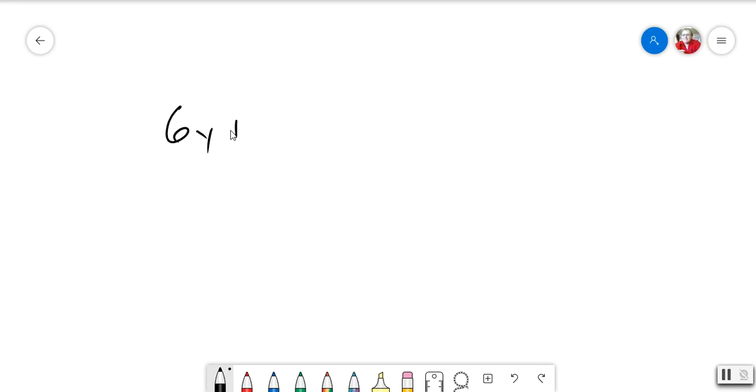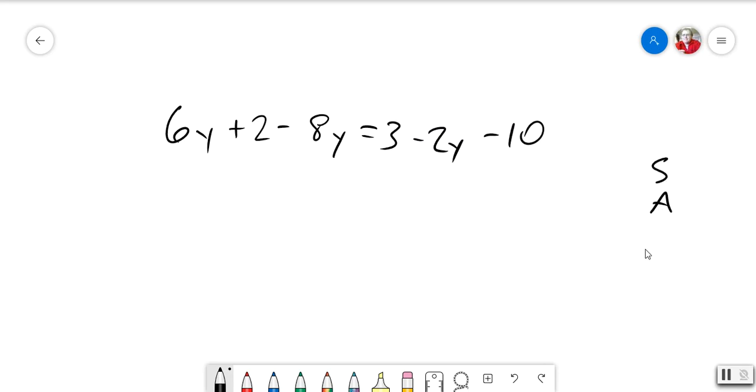6y plus 2 minus 8y equals 3 minus 2y minus 10. Okay. SAM again. Simplify, add, multiply. Got to simplify on both sides this time. 6y minus 8y. You can come over here to the side if you wanted to. And since 8's a bigger number, I'm going to put 6 under it. Since they're different signs, you just take away, you subtract. The bigger one is negative, so that becomes negative 2y.